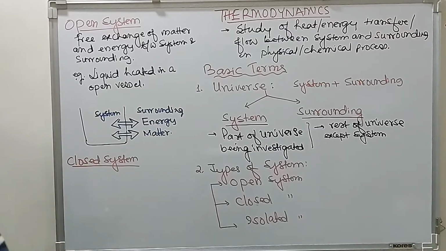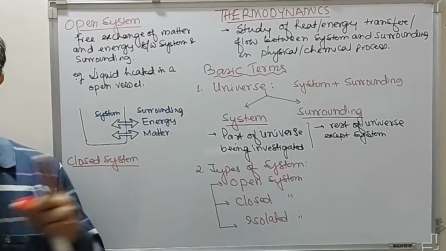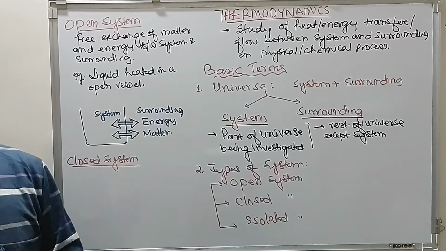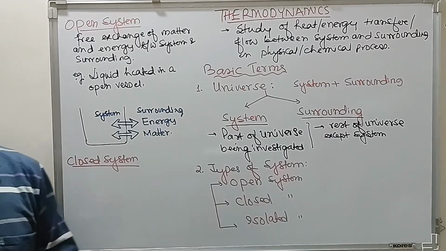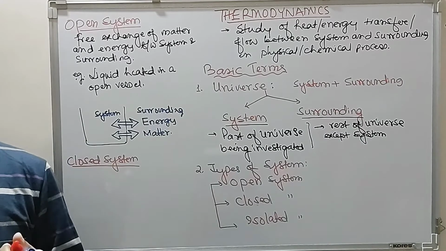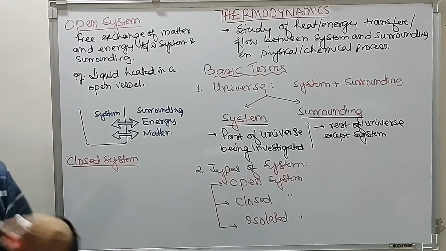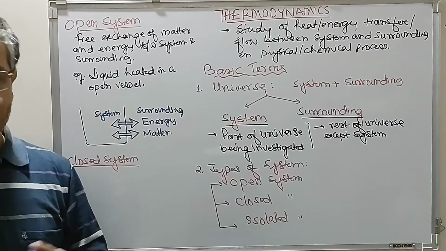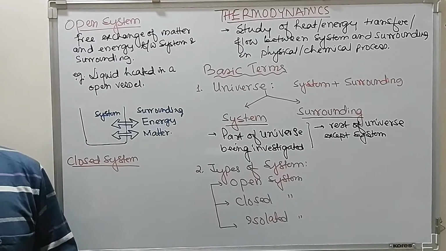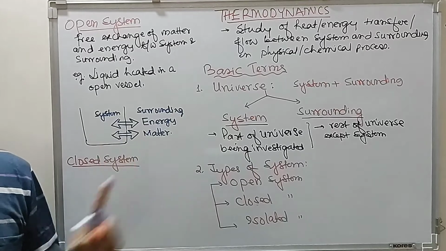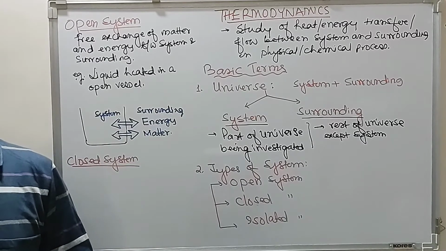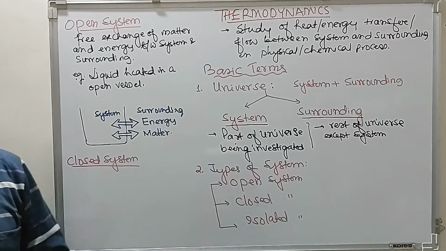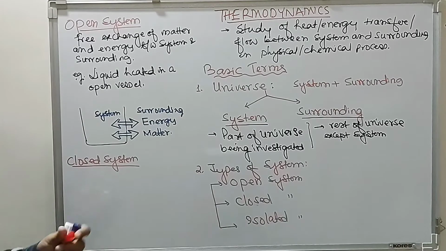In a closed system, only energy can be exchanged freely between the system and surrounding, but matter cannot be exchanged between system and surrounding. So only free flow of energy between the system and surrounding, that is what we call a closed system. Example, liquid heated in a closed container. If you heat this closed container, we can increase or decrease the temperature, meaning we are transferring energy between system and surrounding, but the quantity of liquid inside the container cannot change because the container is sealed or blocked. So that is what we call a closed system.